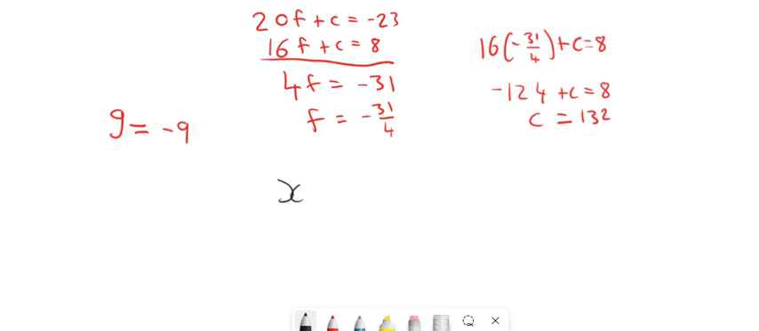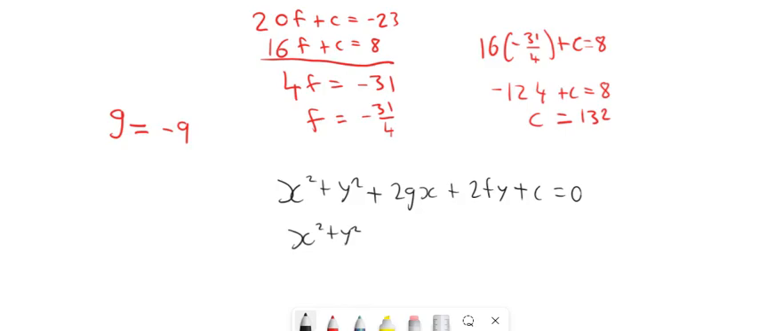Right, it's just putting it into the original formula then. It'll be minus 18x, because 2 times minus 9, and then we have to do 2 times minus 31 over 4, which would be just minus 31 over 2. Plus 132 is equal to 0.